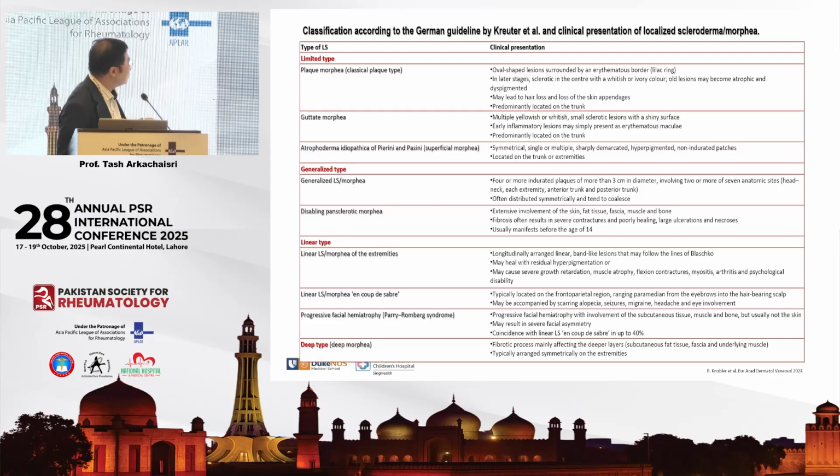I forgot to mention superficial morphea. Rheumatologists usually use the term localized scleroderma. Dermatologists usually use the term morphea, but it's interchangeable. This one, atrophoderma, you have to see the picture. It never goes to subcutaneous tissue. It just goes to the deeper layer of the dermis.